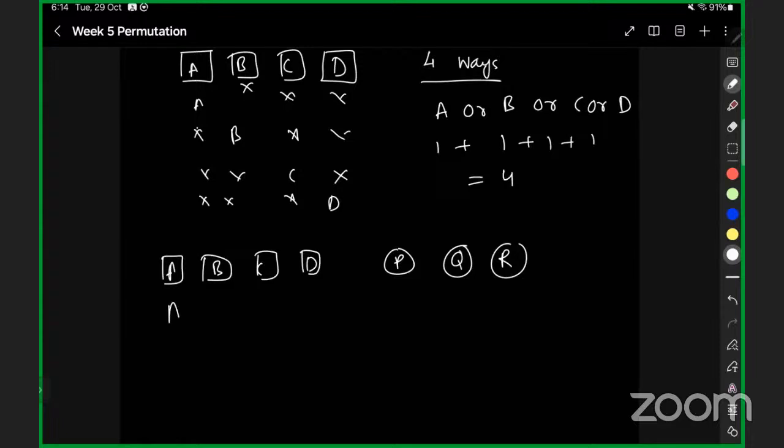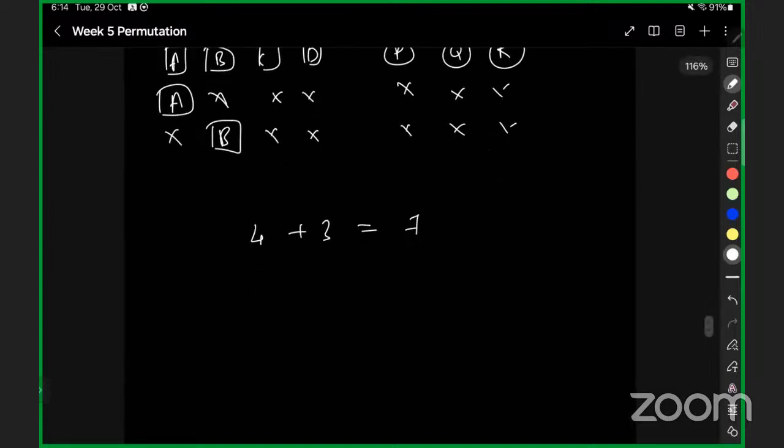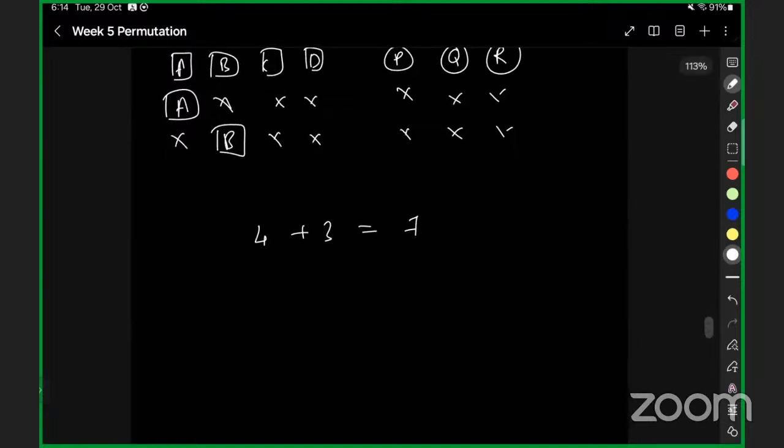You can choose either A, and not any of these, because you can choose one only. Let's say you can choose B and not any of these. Same way you will go for all of them, and what you will get, either you can choose four of these or three of these, so you'll get seven. Seven ways to choose one item out of these seven things.